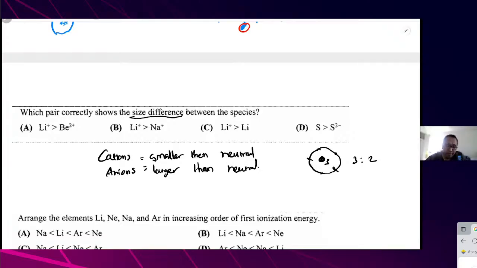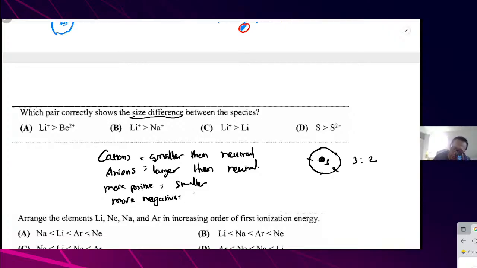Okay, and then more positive. Then we have the concept again: more positive is smaller, more negative is larger. So size increases with fewer protons and more electrons.